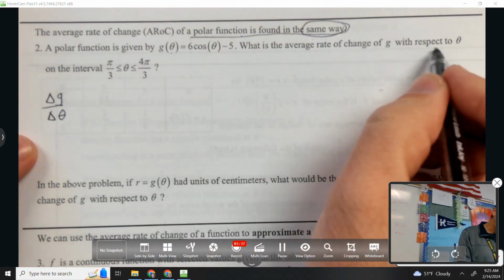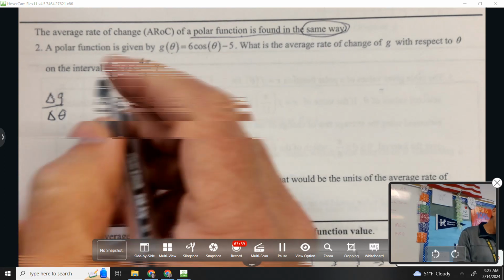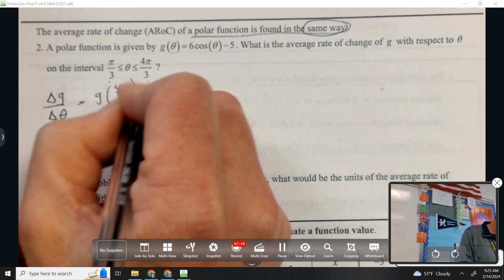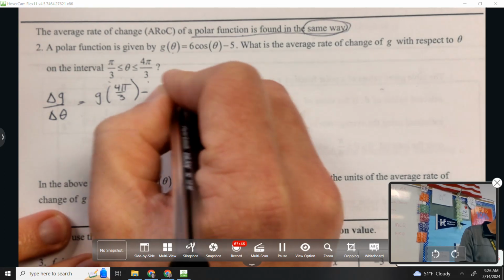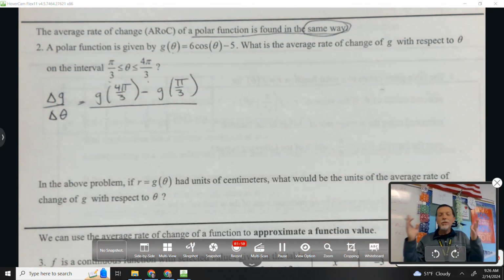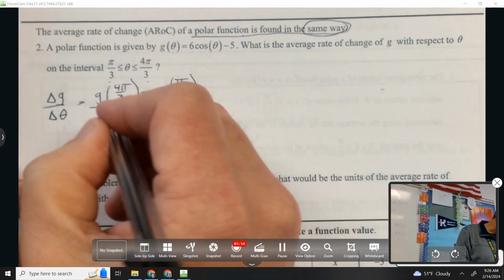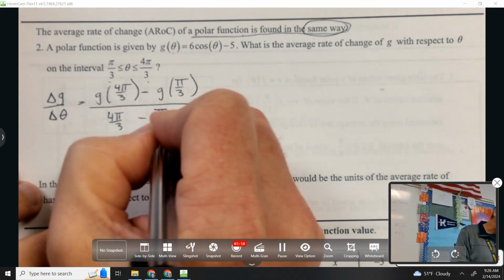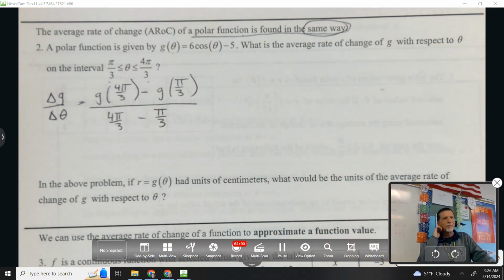So the average rate of change from pi over 3 to 4 pi over 3 means, well, let's plug in 4 pi over 3 and plug in pi over 3. That would be the y values. Shouldn't say y values because they're not y values. Those are the g values. And then the thetas would be 4 pi over 3 minus pi over 3. So the process is exactly the same. Change in y over change in x. Change in g over change in theta.